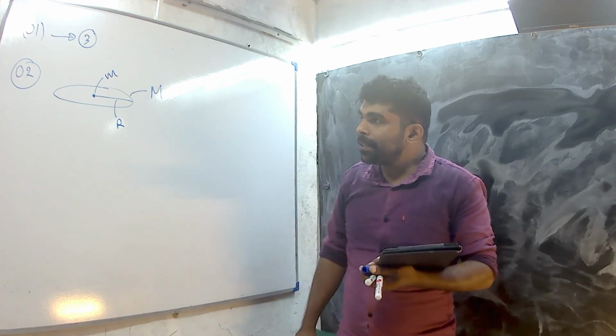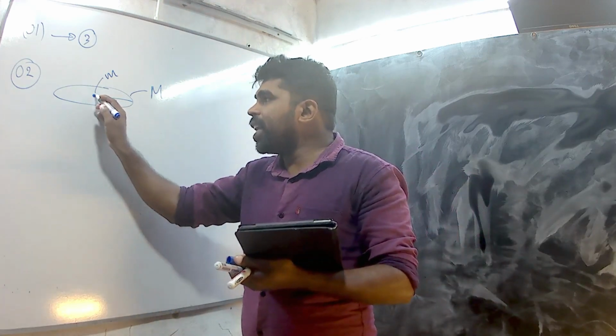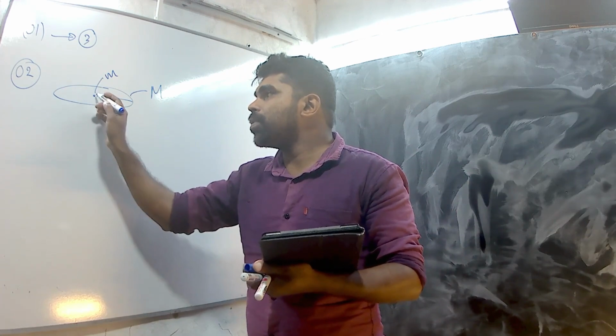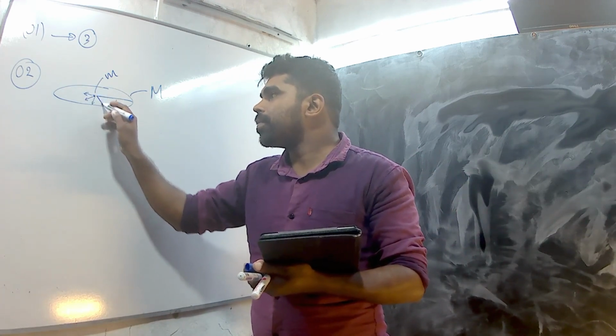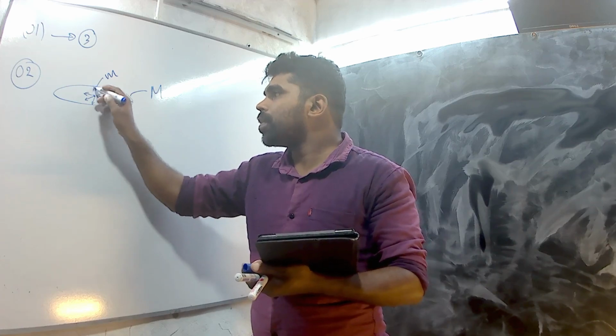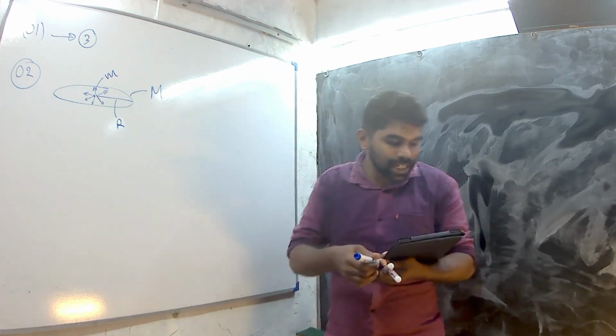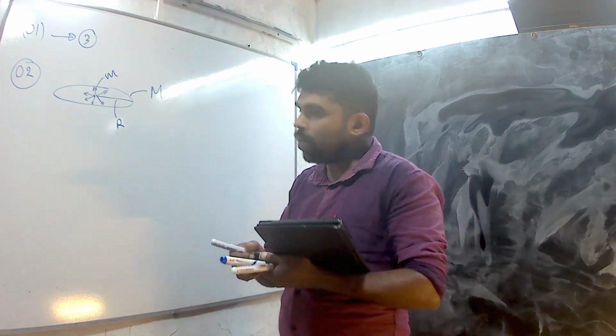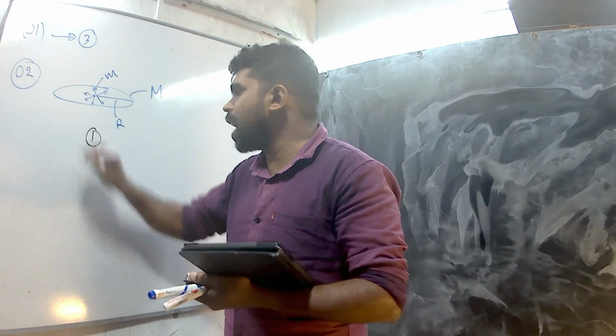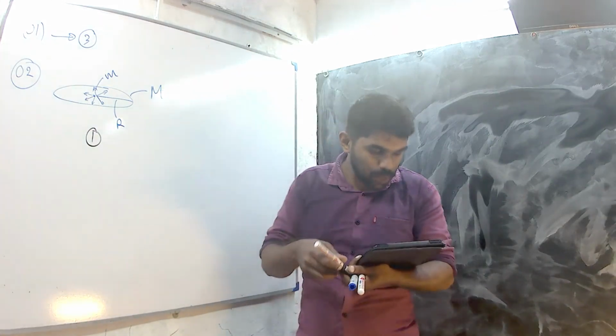We know that the gravitational force on small m acts in all directions. Therefore, there is no resultant gravitational force. Then we can get the answer is 0. It means the first answer is the correct answer for question number 2.